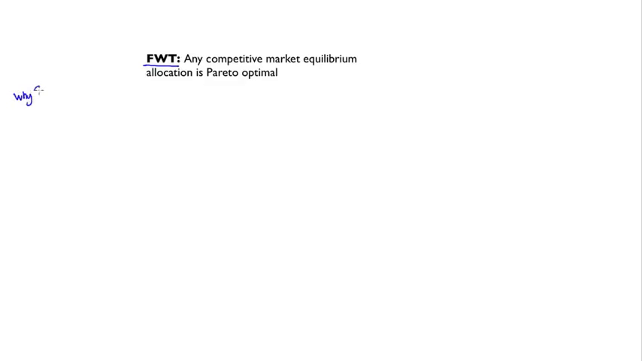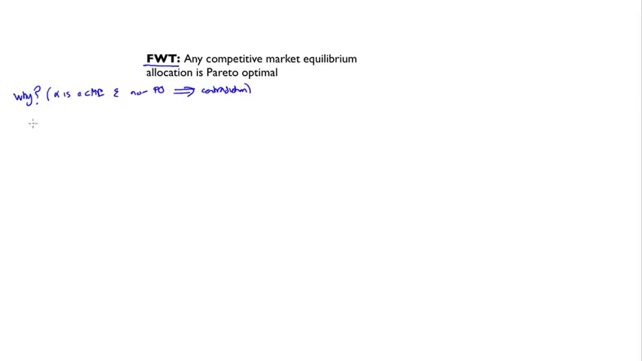Now, the logic of the result is if an allocation is a market equilibrium, it is Pareto optimal. I'm going to prove it with you using the contrapositive, with the idea it's going to show you that if alpha is a competitive market equilibrium and is not Pareto optimal, then there is a contradiction. There's something wrong. That makes no sense. That's the logic that I'm going to use.